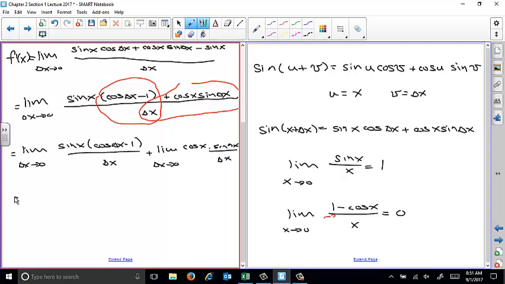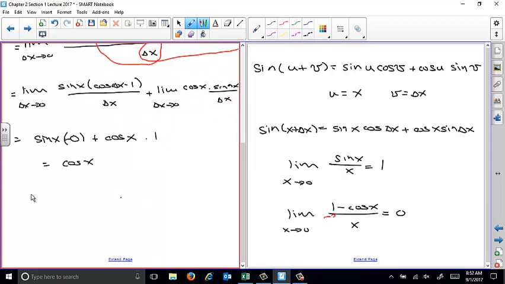Using the squeeze theorem, what we end up with is the sine of x times 0. Actually, minus 0, I guess. This is 1 minus cosine of x, this is cosine of x minus 1, so you'd end up with negative 0, which is still 0. And then the second part goes to 1, so what you're left with is cosine of x times 1. The final answer is the cosine of x. So if f of x equals the sine of x, then f prime of x equals the cosine of x.